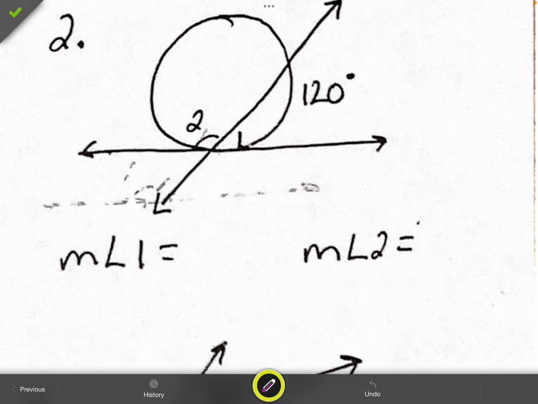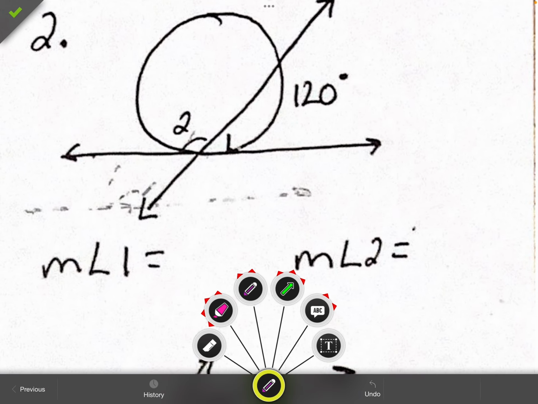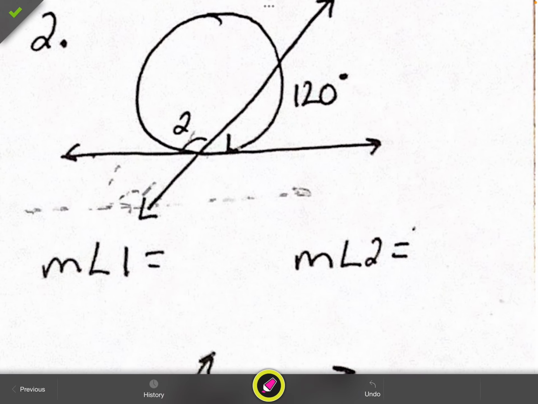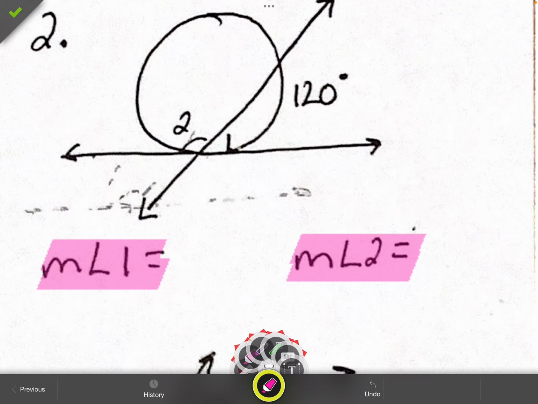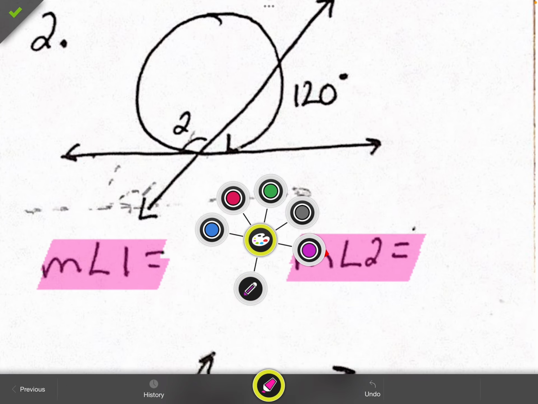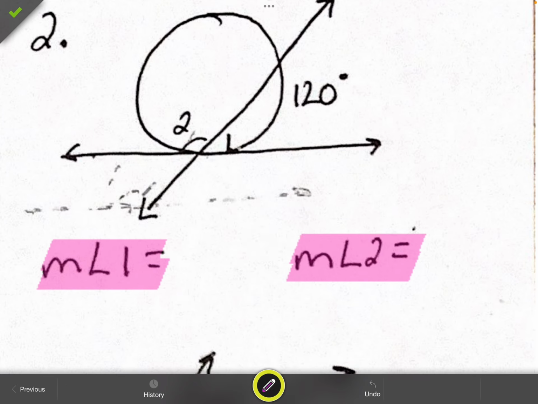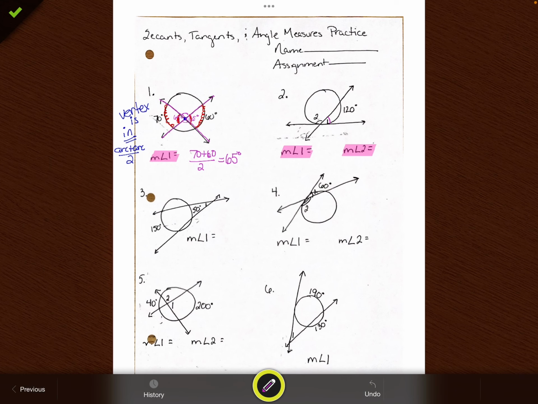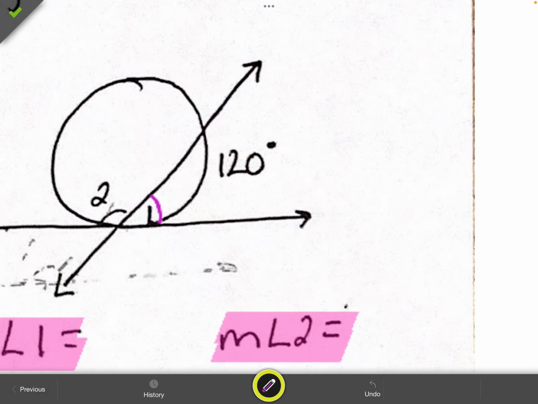So let's look at number 2. I'm going to check out what they want me to find. They want me to find the measure of angle 1 and the measure of angle 2. And there's 2 ways that you can do this. But we're first going to do angle 1. So I'm going to find angle 1. Here it is. And I'm going to trace it. So when I trace it, there's angle 1.